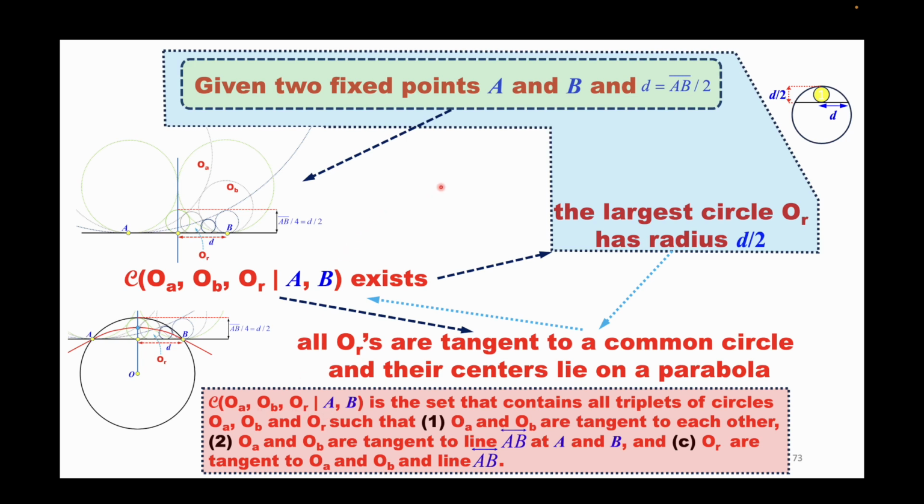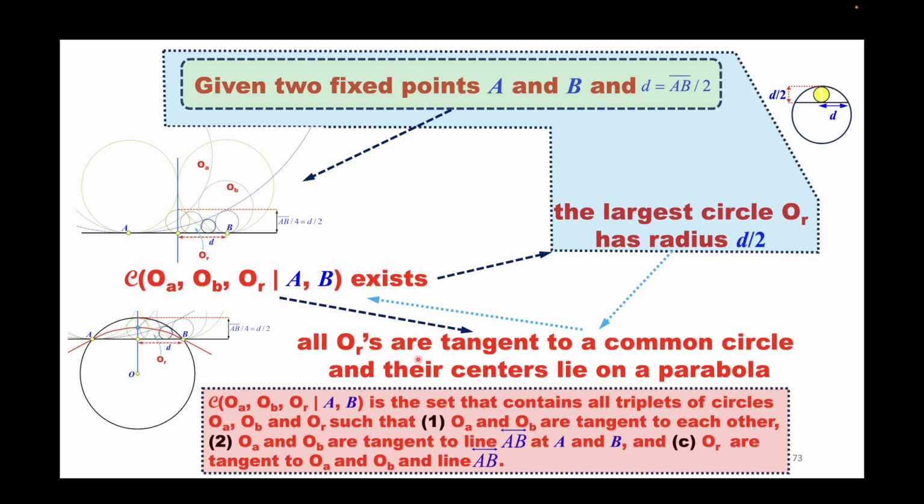So what we have done so far is, given two fixed points A and B, the half length of segment AB is AB divided by 2. Then these pair of circles OA, OB would induce a third one, OR. Therefore, for every A and B as a pair of fixed points, these triplet sets do exist. From here, we know the largest circle OR has radius D over 4. From here, we also obtained that OR are tangent to a common circle and their centers lie on a parabola.